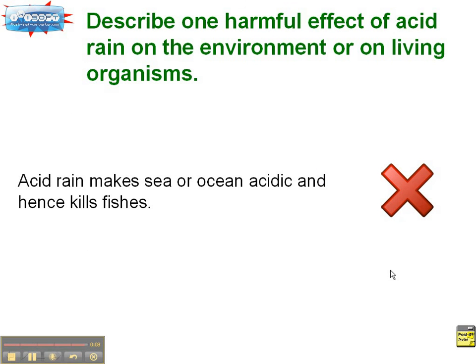Describe one harmful effect of acid rain on the environment or on living organisms. Acid rain makes sea or ocean acidic and hence kills fishes.